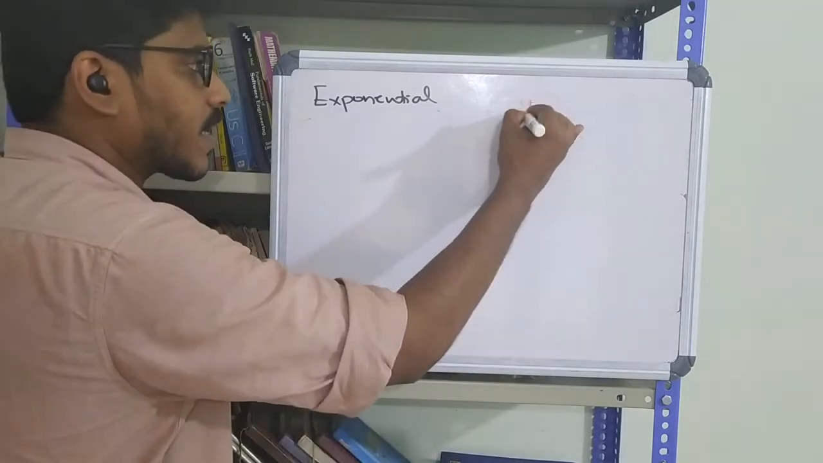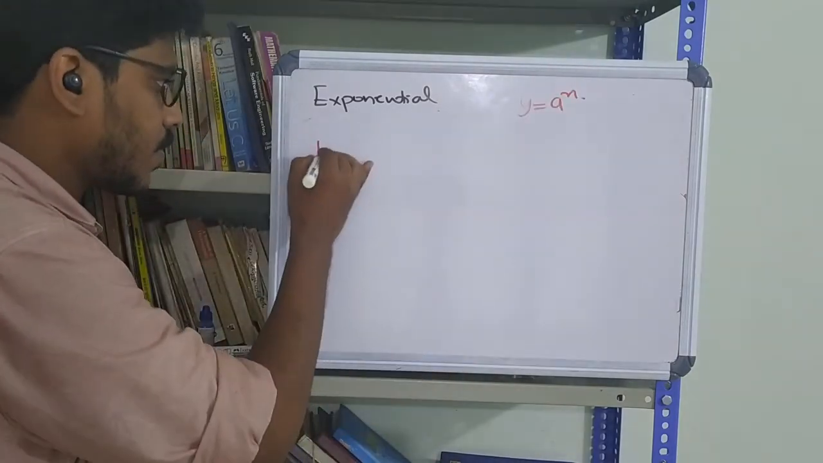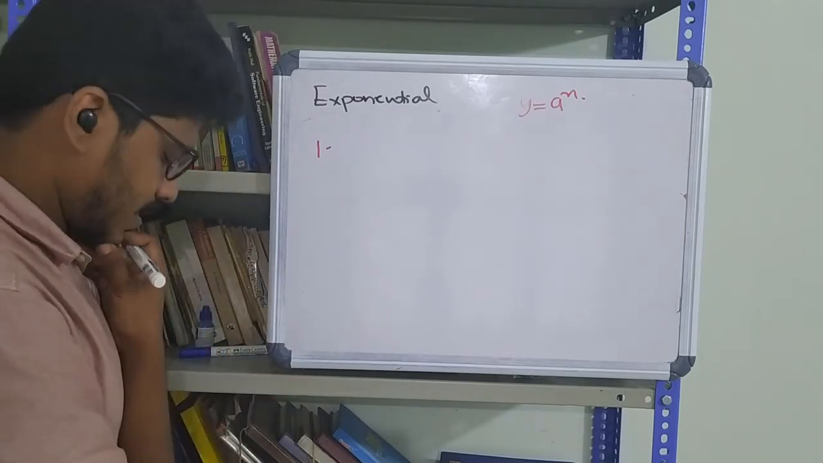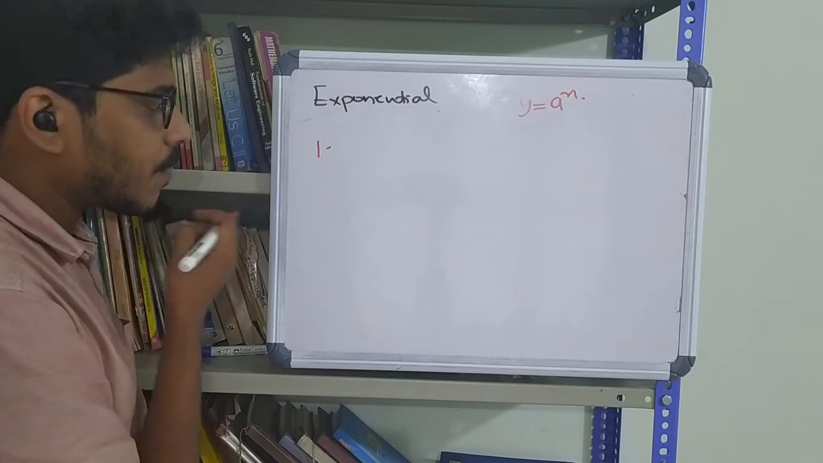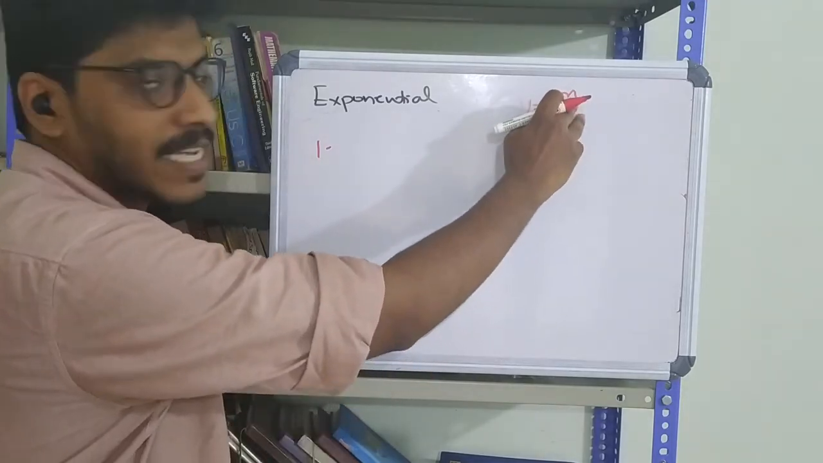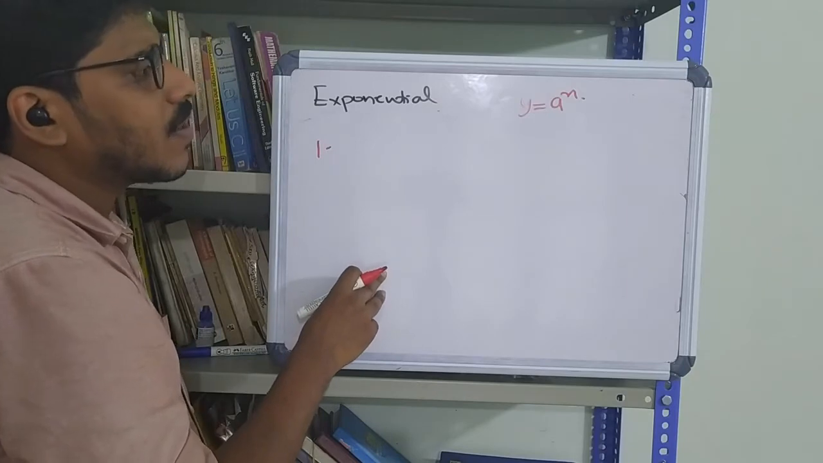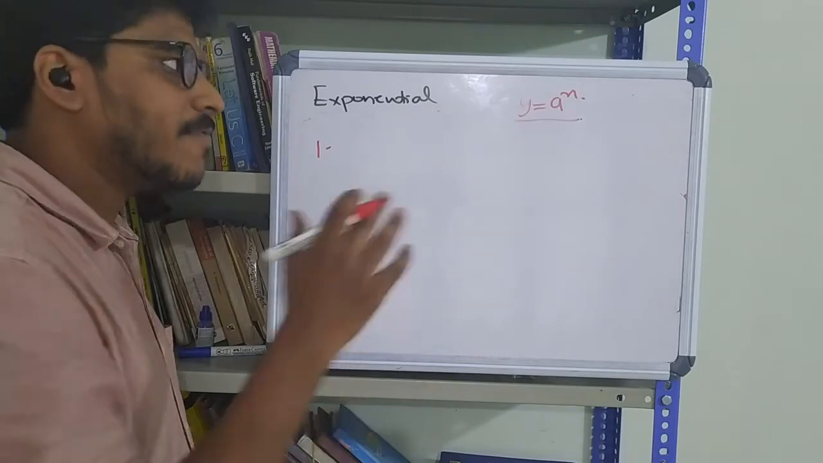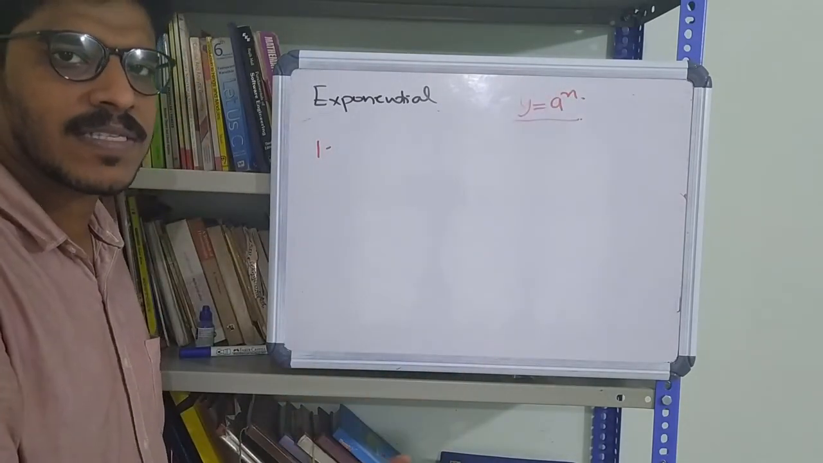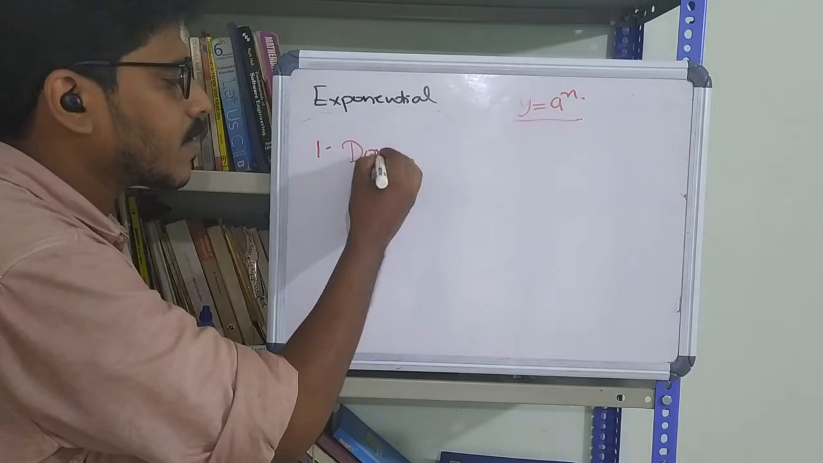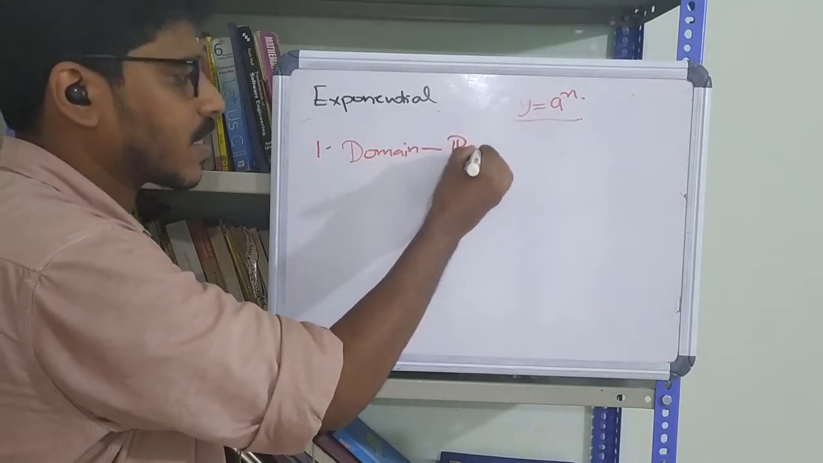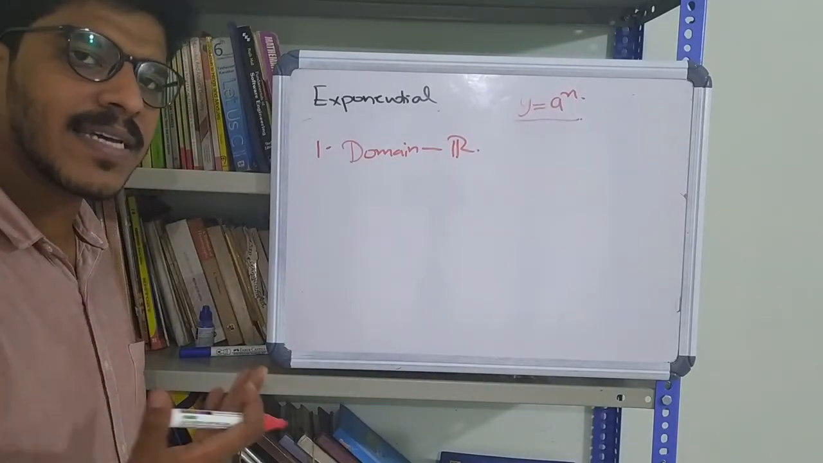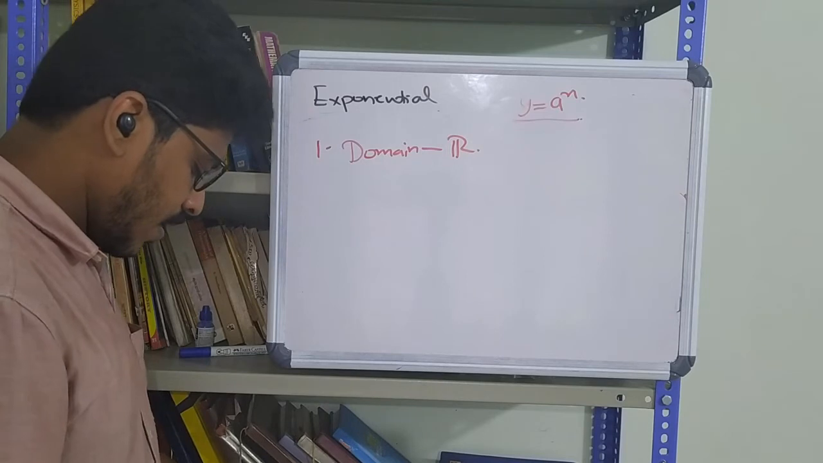So consider y equal to a raised to x. What is the domain of this function? Domain means the possible values which can be taken by x. The statement y equal to a raised to x is meaningful for every real number value of x. So the domain is the set of all real numbers. x can take any real number.